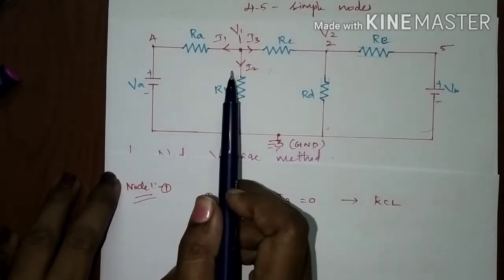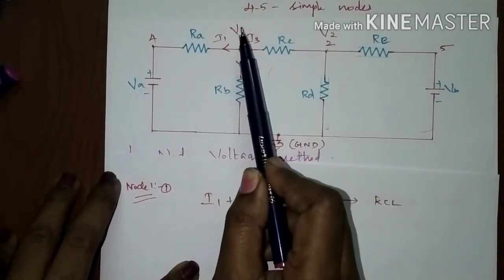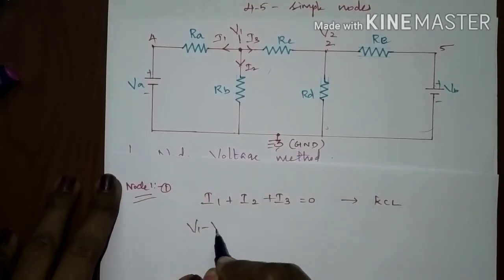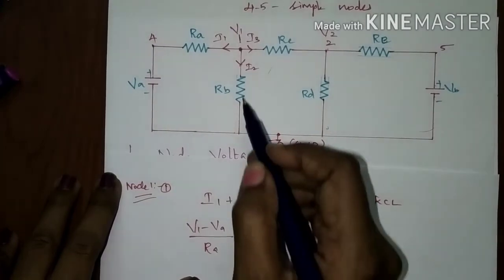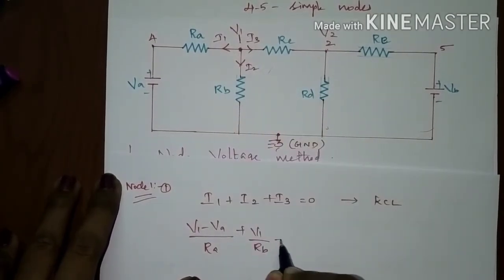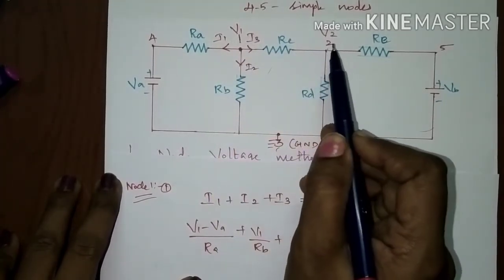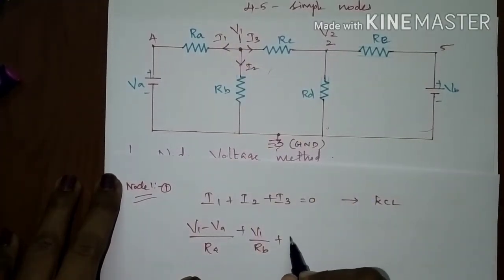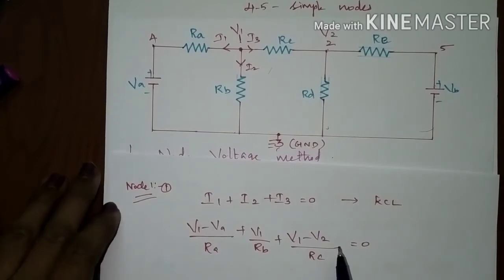Now you have to represent the current in terms of voltage and resistance. This is at higher potential, so V1 minus VA divided by RA gives the value of I1. In place of I2, which is the current flowing through RB, we have V1 by RB. And I3 is the current flowing through RC, and there may be a current due to V2 also, but we have assumed V1 is at higher potential. So I3 will be V1 minus V2 divided by RC, and the sum is equal to 0. This is the first nodal equation.